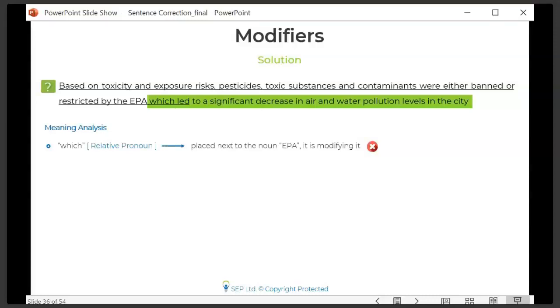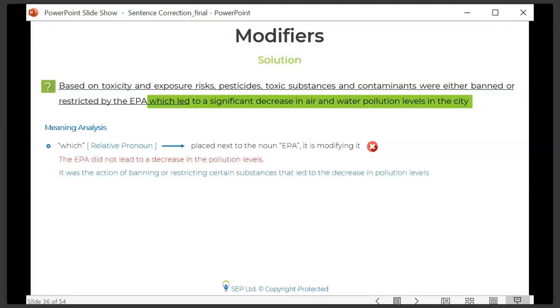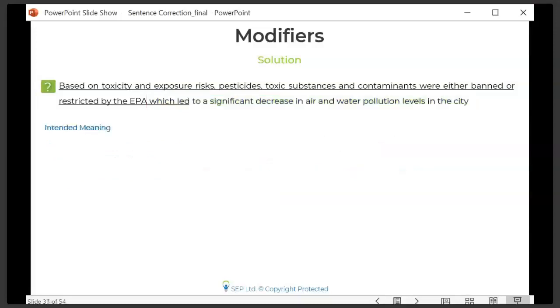The idea is not that the EPA led to a decrease. The idea is the action of banning or restricting, okay? The action of banning or restricting the certain substances led to the decrease in pollution levels. But by placing "which" next to EPA, that meaning is not brought out. In this case, the correct version, okay, has to be a rephrasing of the sentence. The sentence should clearly bring out the idea that it was the banning and the restriction which led to a significant decrease in air.